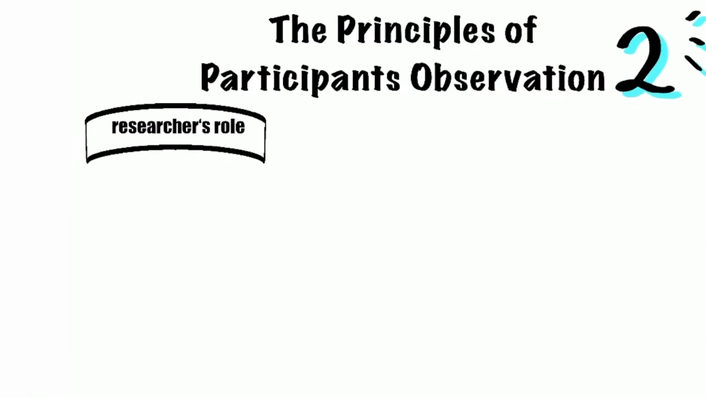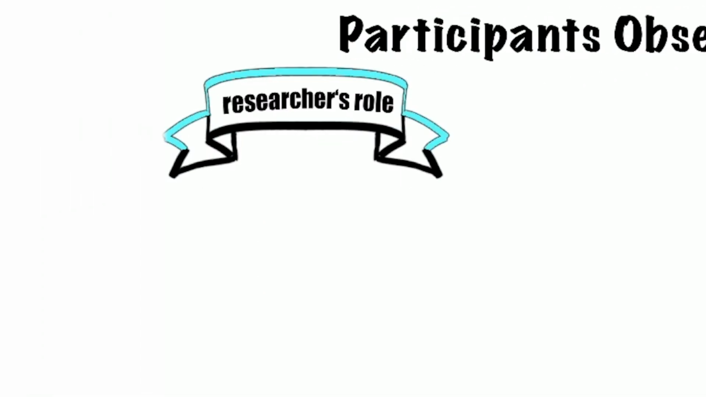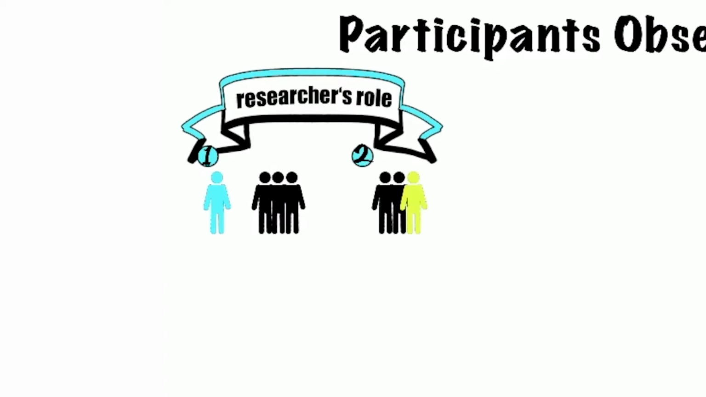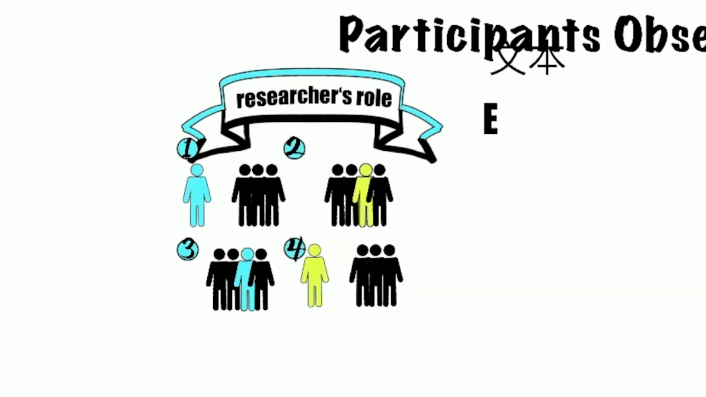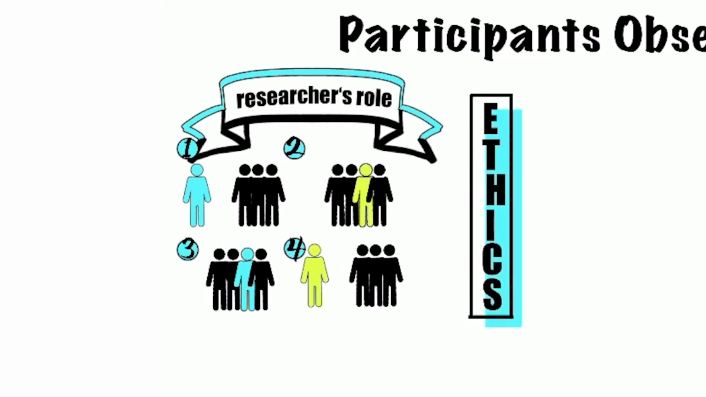What role does the researcher play? There are four main options: complete observer, complete participant, observer as participant, or participant as observer. But whatever role you play, you will have to follow some ground rules. Most importantly, paying attention to ethics. Be clear about what you are doing, keep participants anonymous, and be careful with researcher-participant relationships.